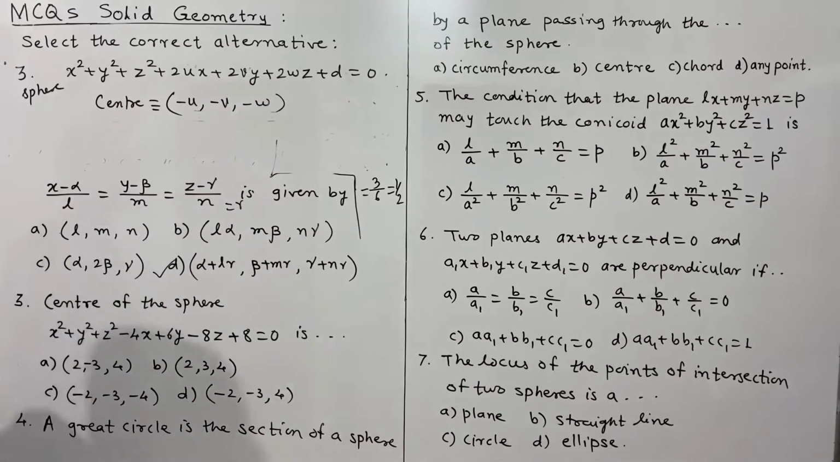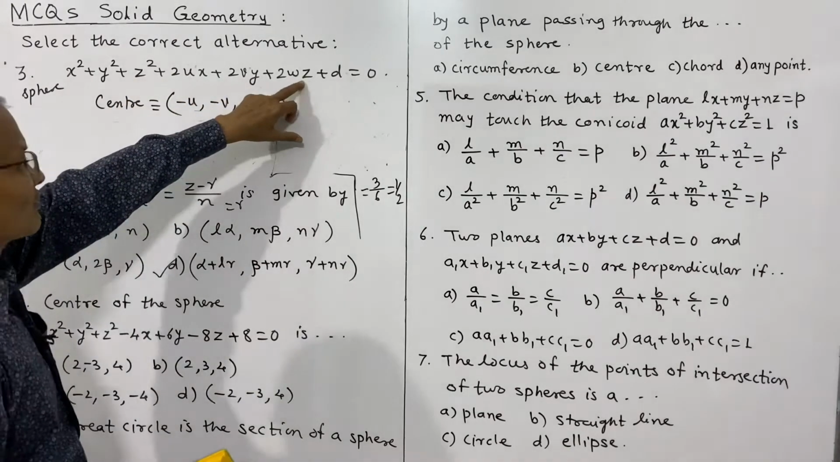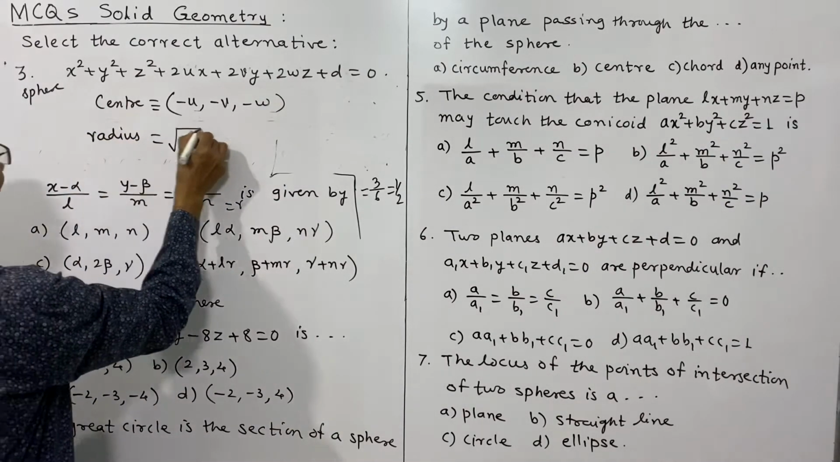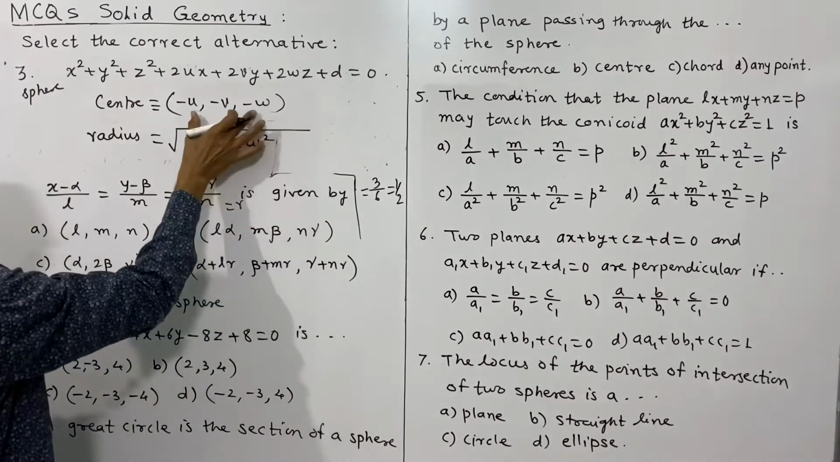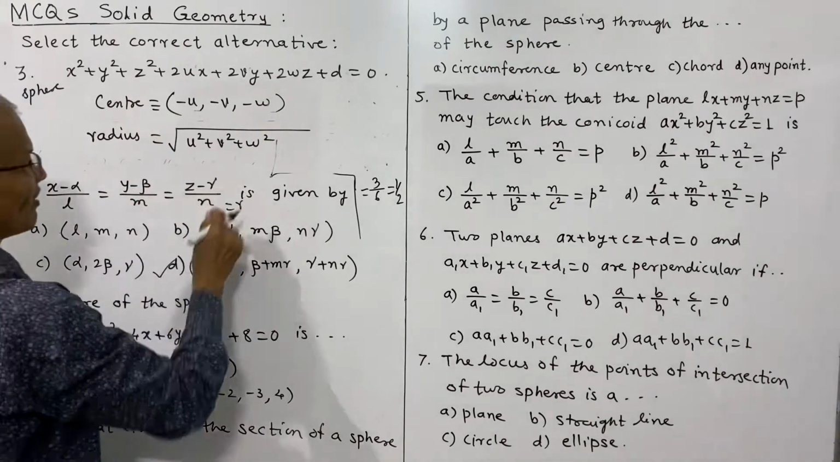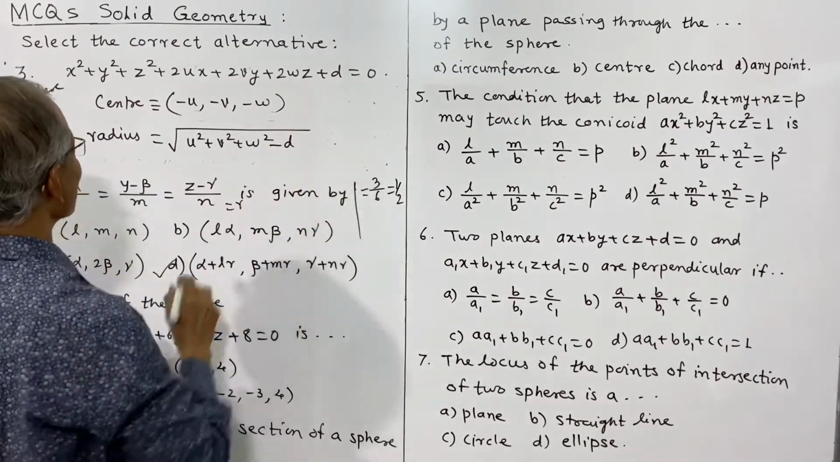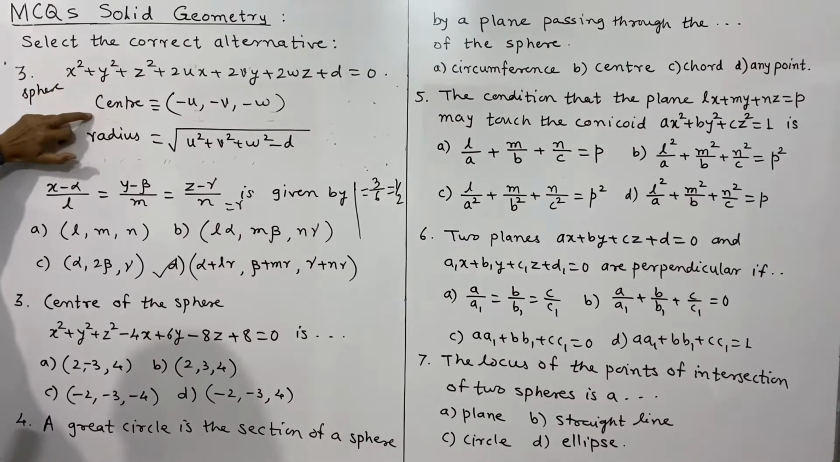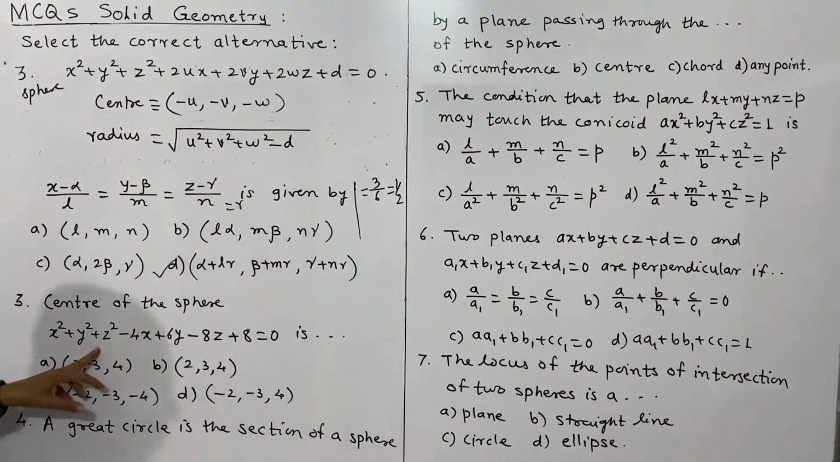So these are the coordinates of the center, where 2u is the coefficient of x, 2v is the coefficient of y, 2w is the coefficient of z, and the radius is given by the under root of u square plus v square plus w square minus d, that is, the sum of squares of the x, y, z coordinates of the center minus d. That is the expression for the radius. So you should remember the equation of the sphere. If the equation of the sphere is in this form, then its center is given by this and the radius is given by this expression.